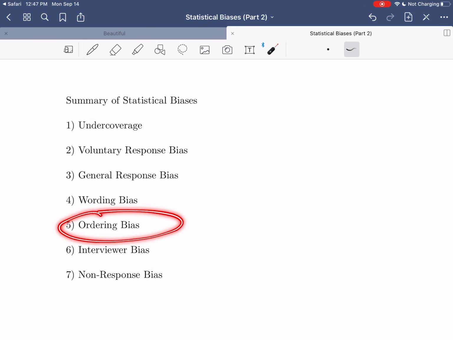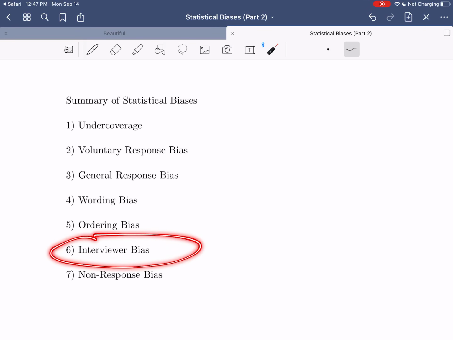There is also ordering bias, which is something that happens when you ask multiple questions and the order in which you ask those questions influences the responses. Remember, ordering bias happens only when we have several questions and happens due to a psychological phenomenon known as priming. Basically, if you answer a bunch of questions about a topic, you might be influenced to answer later questions based on your earlier responses.